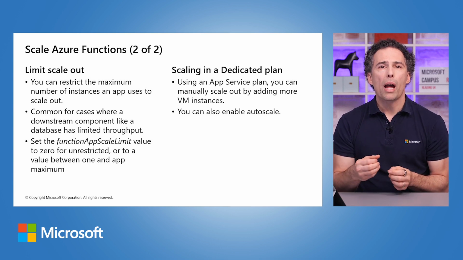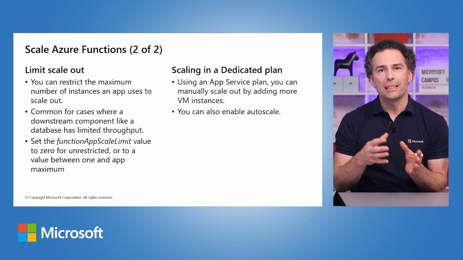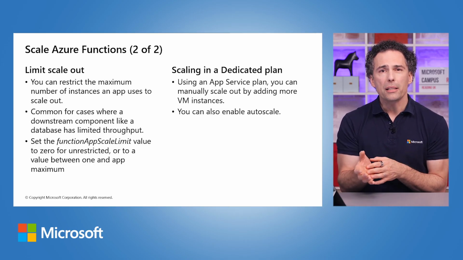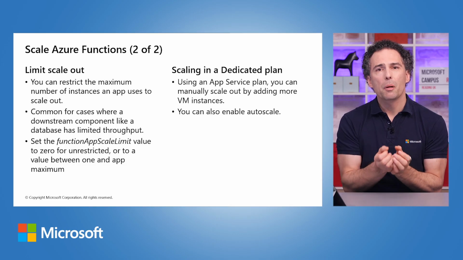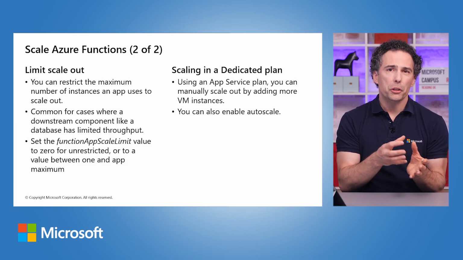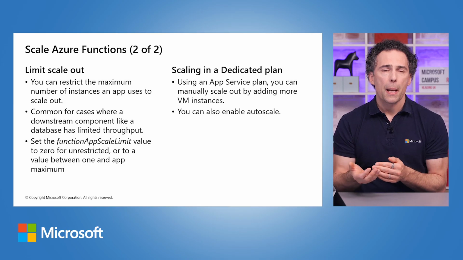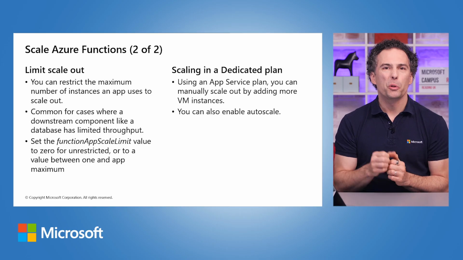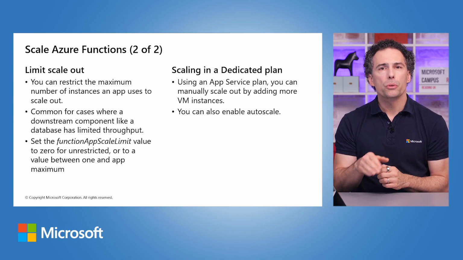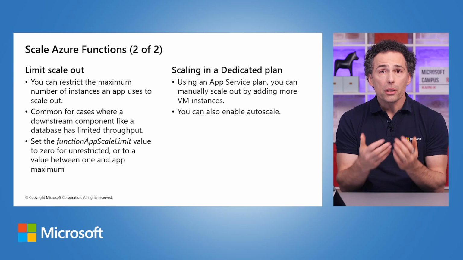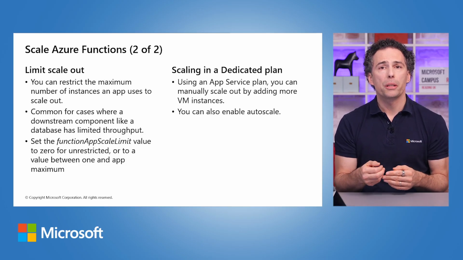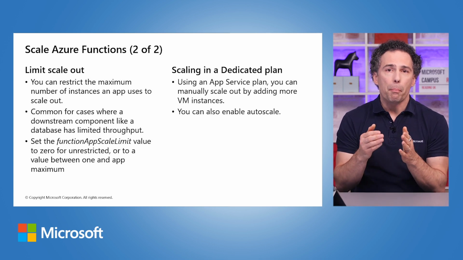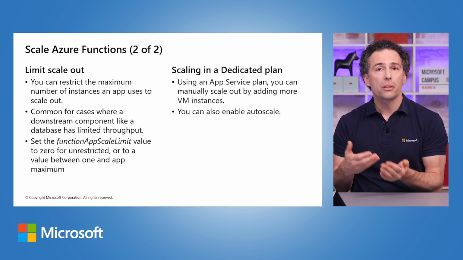Imagine scenarios where a downstream component, such as a database, imposes some constraints on throughput. In such cases, we can restrict the maximum number of instances a function app uses to scale out. By setting the function app scale limit value to 0, we allow unrestricted scaling. Alternatively, we can choose a value between 1 and the app's maximum capacity, and the plan's maximum needs to be taken into account too.